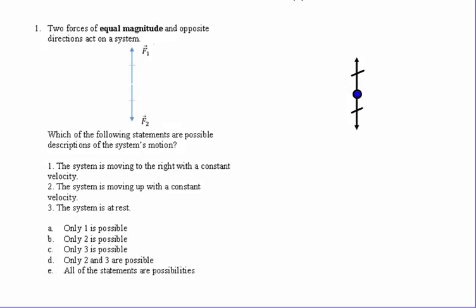So in this case, your answer is going to be B. All statements are possible. Number 1, the system is moving to the right with a constant velocity, the system is moving up with a constant velocity, and the system is at rest.